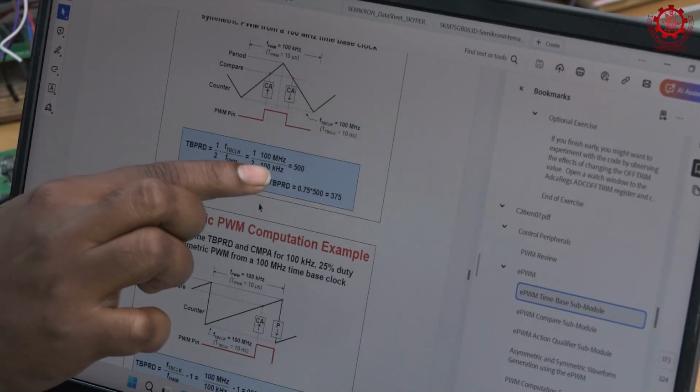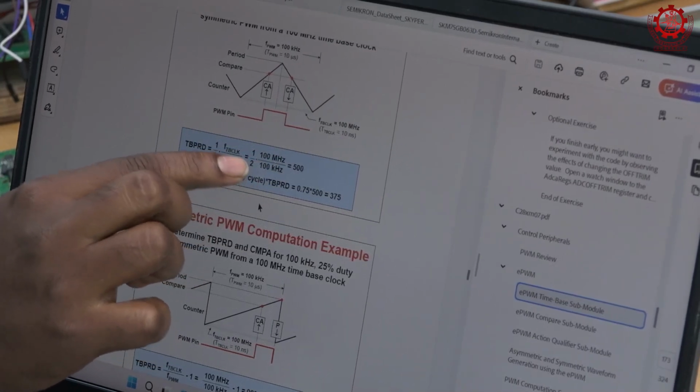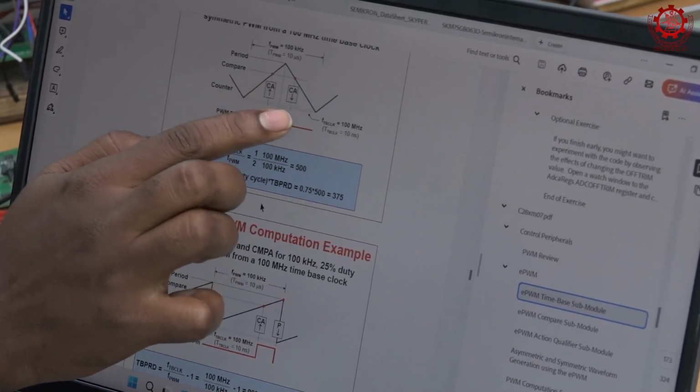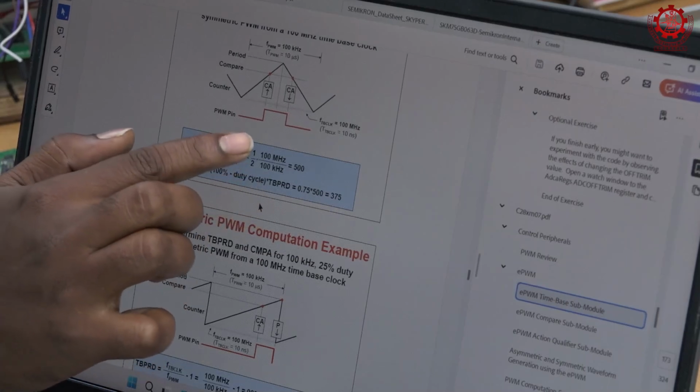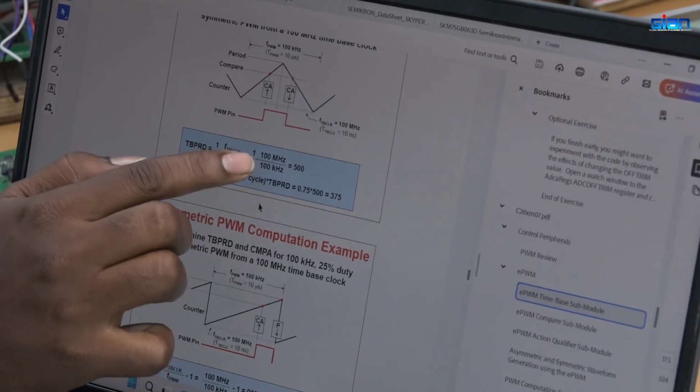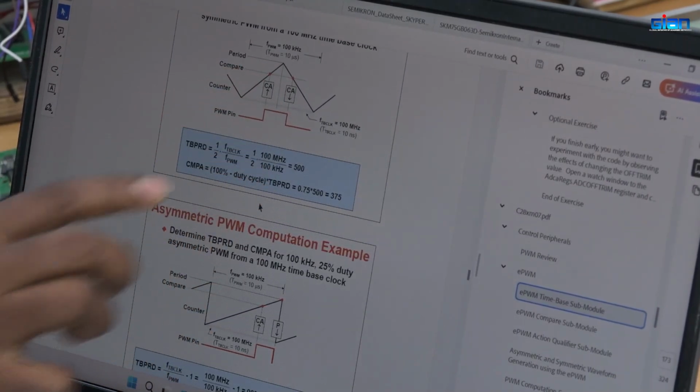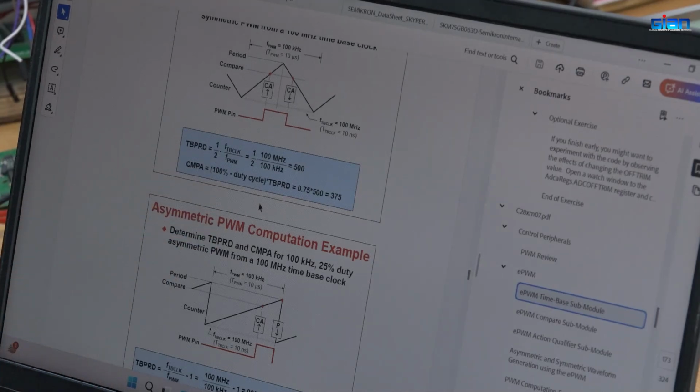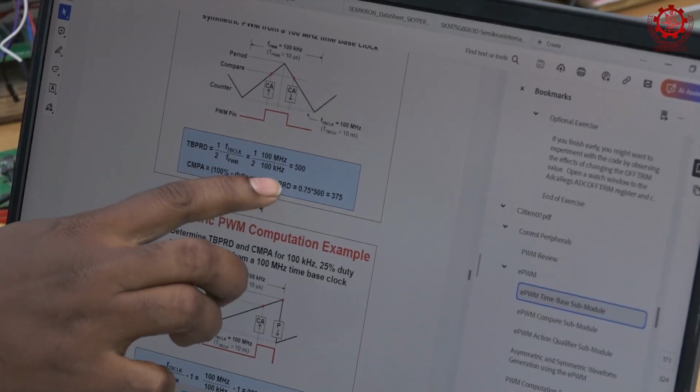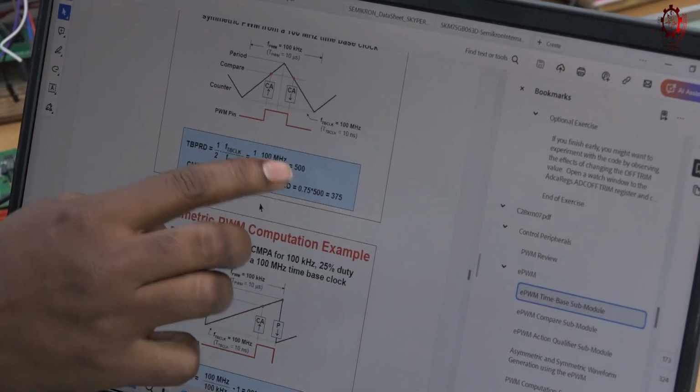Here is an example. If I want to operate at 20 kHz, it is 100 by 20, divided by 2. The 1 by 2 is there because it is an up-down counter. If it is only up or only down, the 1 by 2 will not be there. So 100 by 20 by 2 will be my TB PRT. To get a compare value for a 20% duty cycle, it is 100 minus 20 into TB PRT, so I will get the value.